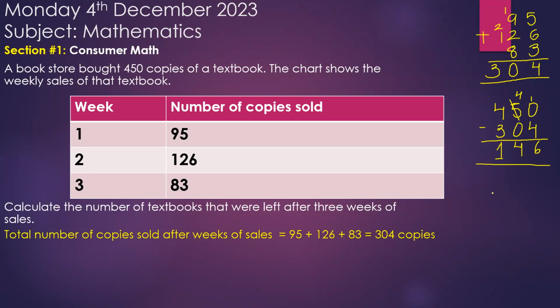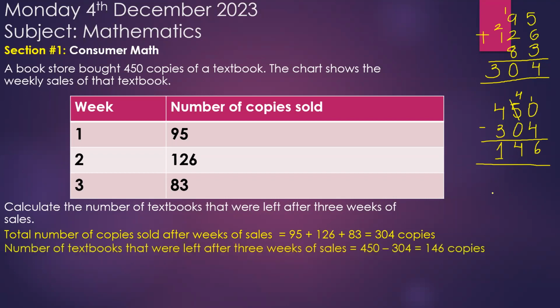Very good. So write this down. The number of textbooks that were left after 3 weeks of sale is going to be 450 minus 304, which is 146 copies. All right. And so that's how we do that. Make sure you write this down for me, please, before I move this slide.